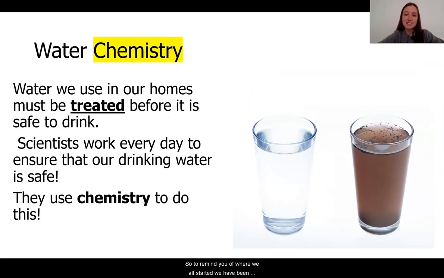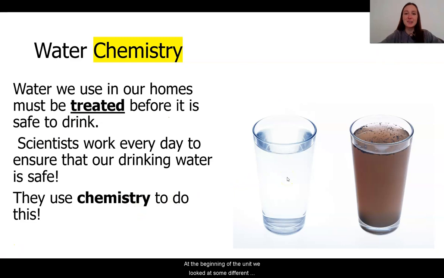So to remind you of where we all started, we have been focusing on how chemistry plays a role in keeping our water safe. At the beginning of the unit, we watched a video to see how water chemists test and ensure that the water we drink and bathe in is safe for us. Water has to be treated before it's safe to drink, and scientists are doing the work every day to make sure that our water is safe.